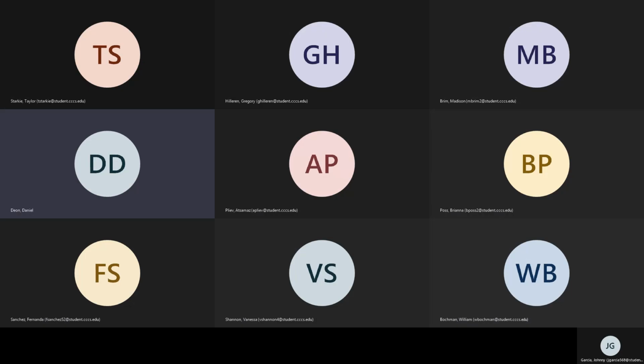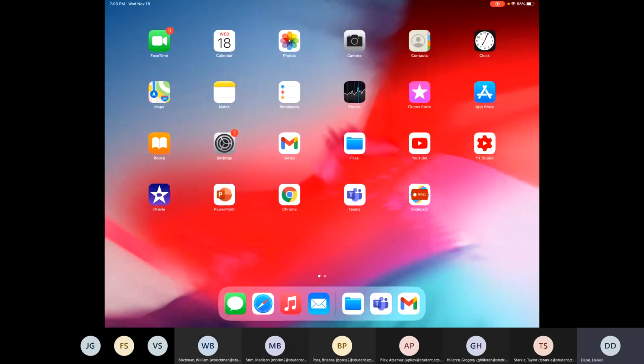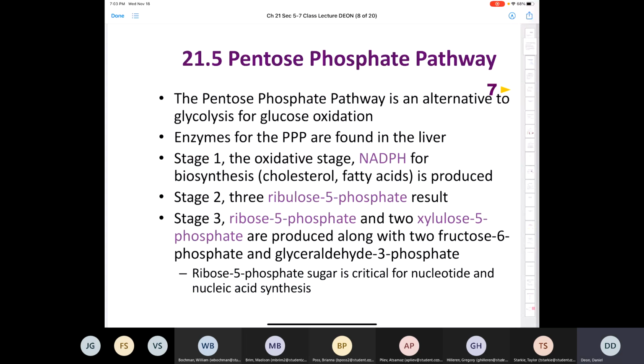All right, let's talk about some more pathways here. Another fate that glucose can undergo for metabolism is called the pentose phosphate pathway.